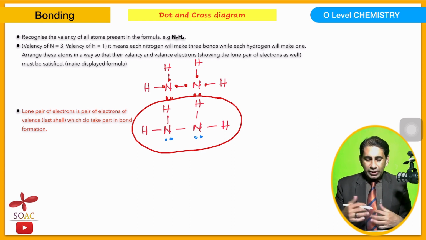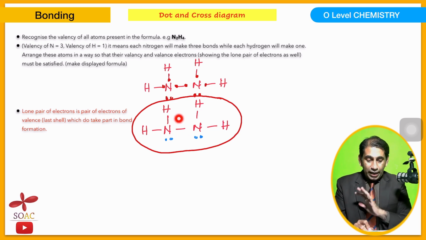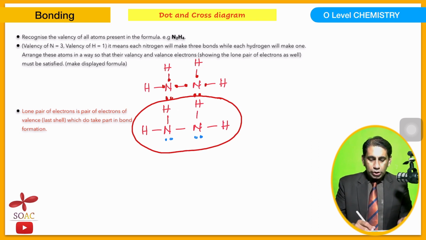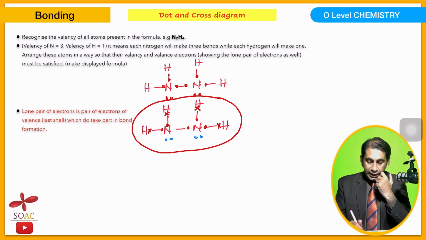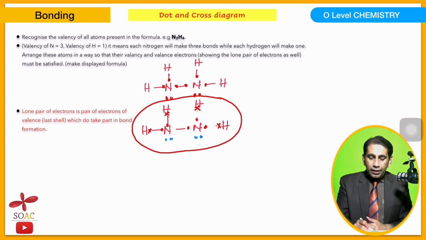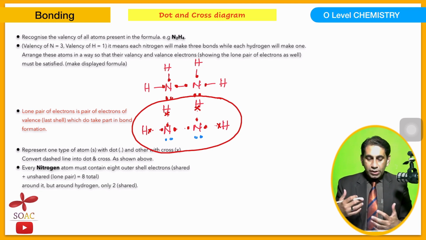The last step is very easy. I'm going to erase these lines, and I'm putting dot, cross, dot, cross, dot, cross. Let's suppose I'm marking dots for nitrogen and crosses for hydrogen. So a cross is the electron of hydrogen, and a dot is the electron of nitrogen. Same is the case over here, and over here. Now finally we remove these two lines, I put a dot again over here, and I remove the bonds between the atoms. This is finally the dot and cross diagram.